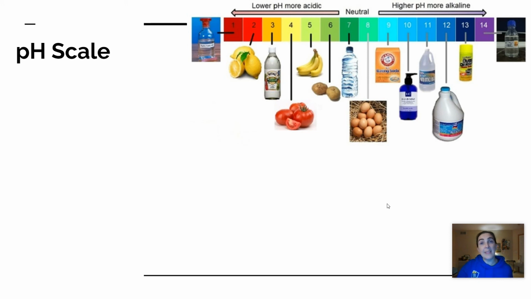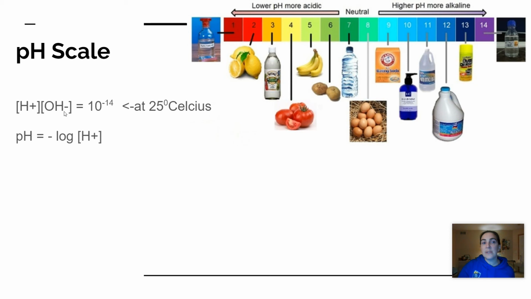There's a little bit of math listed on your equation sheet related to pH, but this is one of those where you will not be asked to calculate this. It's just something you need to conceptually understand, what pH is measuring. The way this scale is set up, the concentration of hydrogen times hydroxide ions equals 10 to the negative 14th at 25 degrees Celsius. So we can use that equation, if we know the concentration of one, to determine the concentration of the other. The pH measurement itself is the negative log of the hydrogen ion concentration.